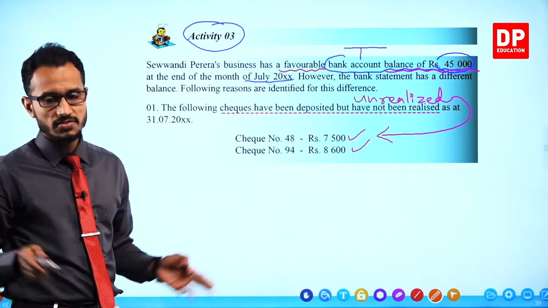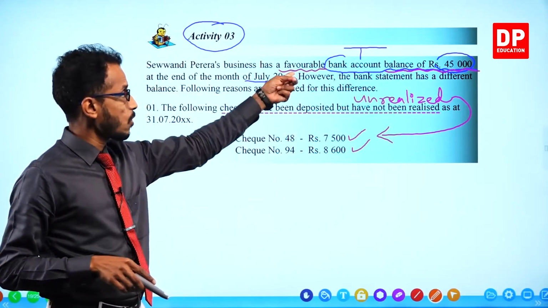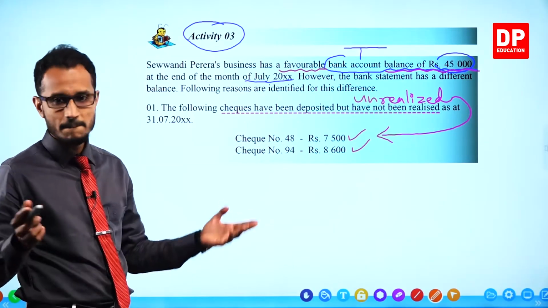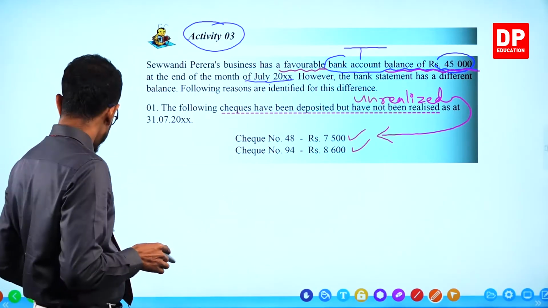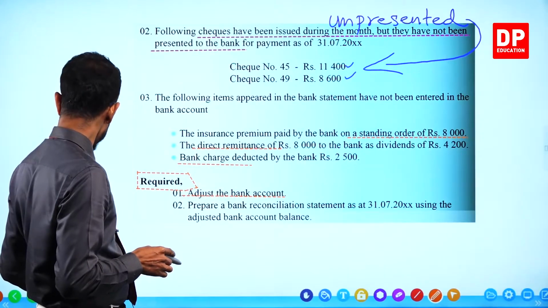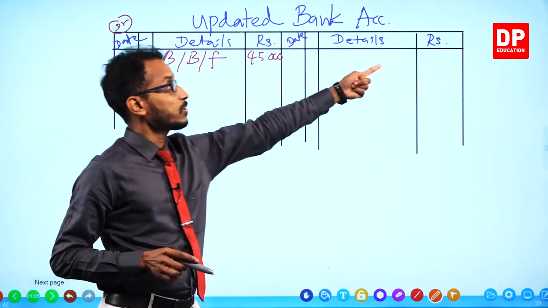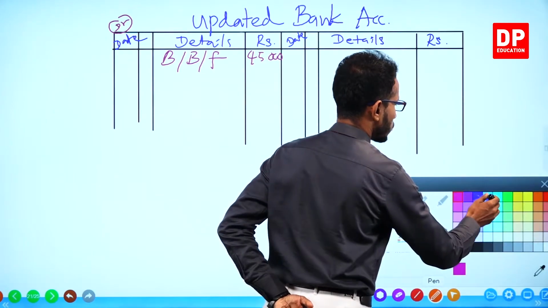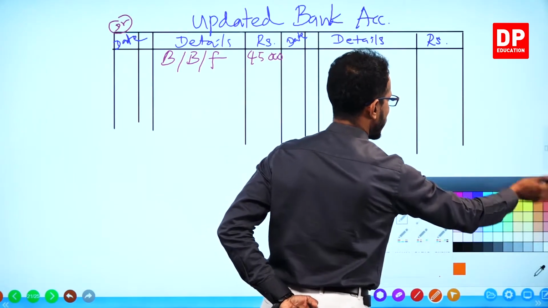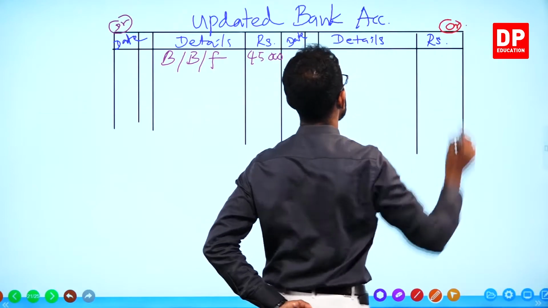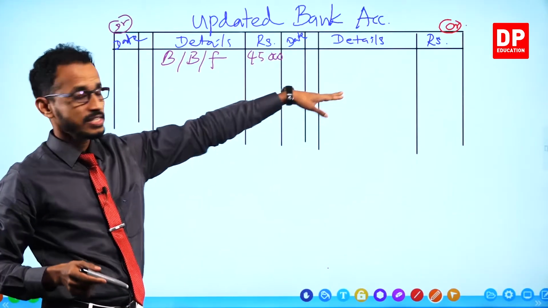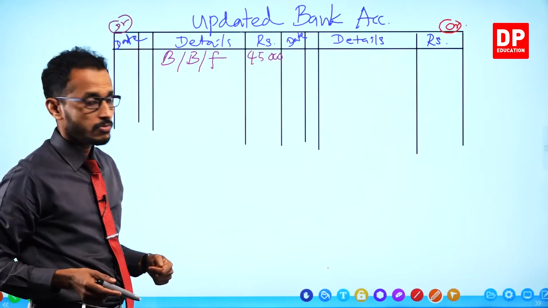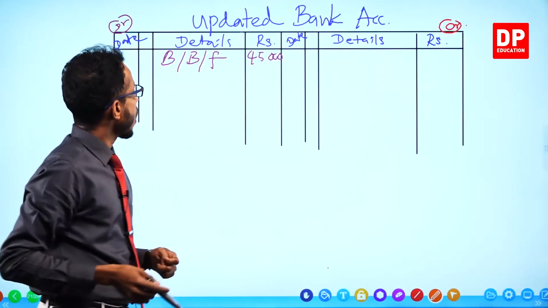Favorable. That means positive. It's not a bank OD. If it is a bank OD, that 45,000, if it is a negative balance, bank OD means negative, brought forward should be on the credit side. But no need, because it is a favorable balance. So no need to go to the credit side. Balance should be on the debit side. 45,000. All right.